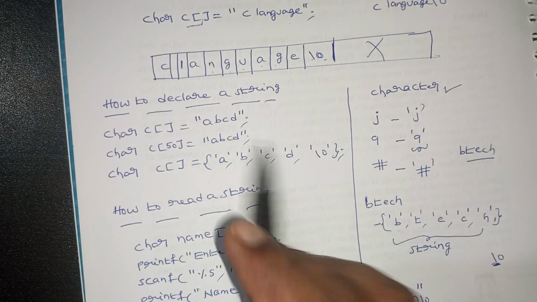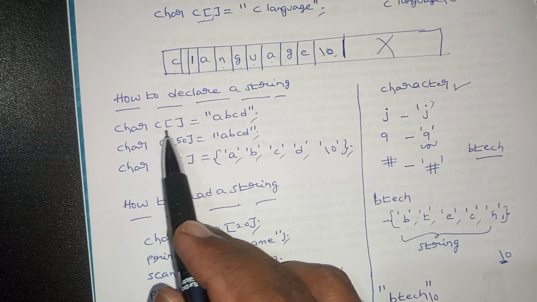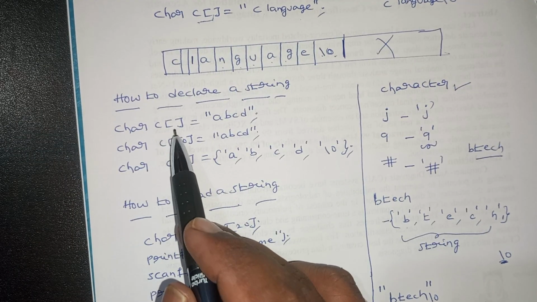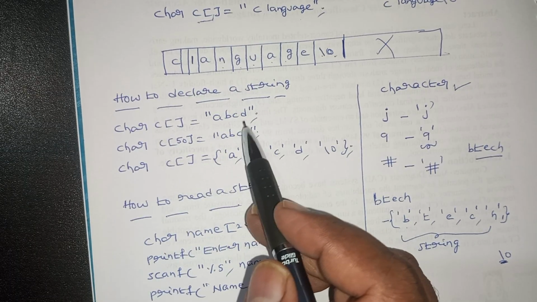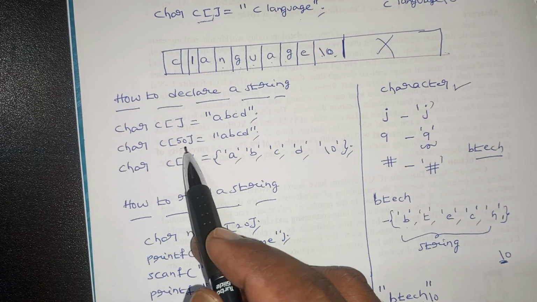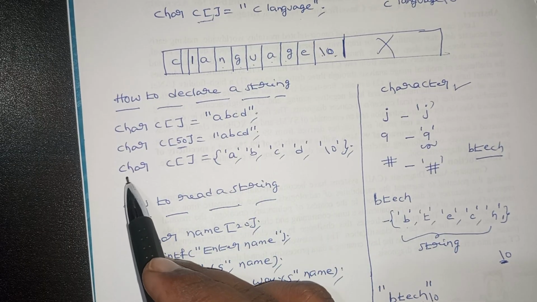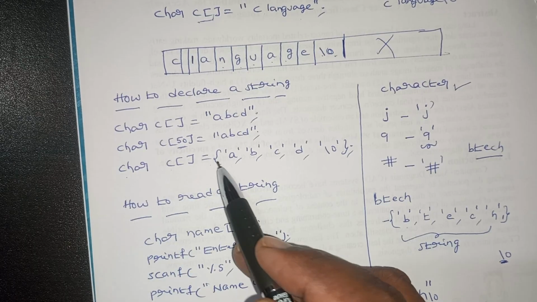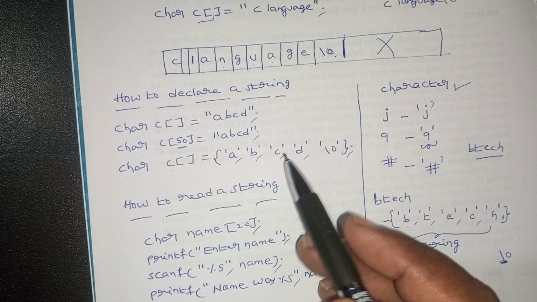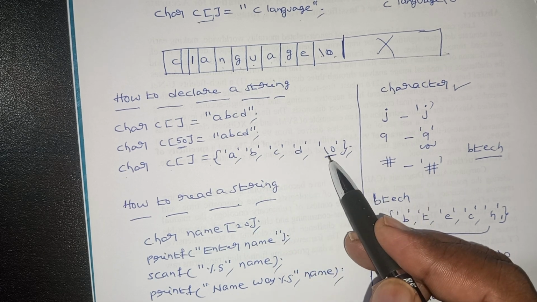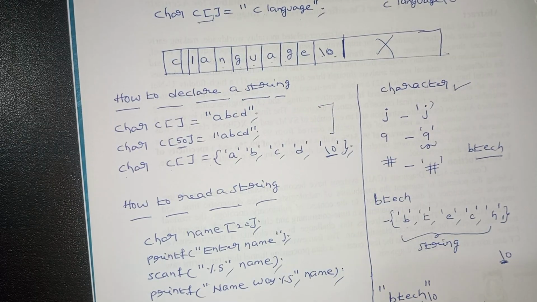Now, how to declare a string? You take char c. c is an array variable, empty size. In double quotes I am mentioning the string abcd. Or you take one more, char c equal to, in braces with single quotes, you mention all the characters separated by commas, along with the end of the string character. This is how to declare or initialize a string.